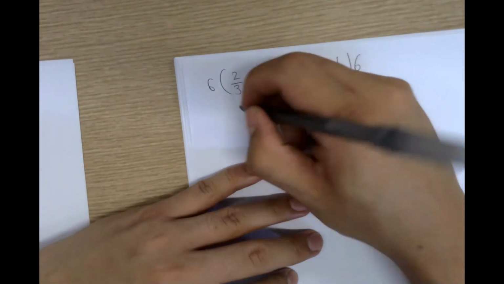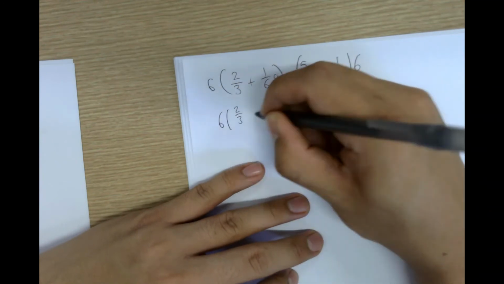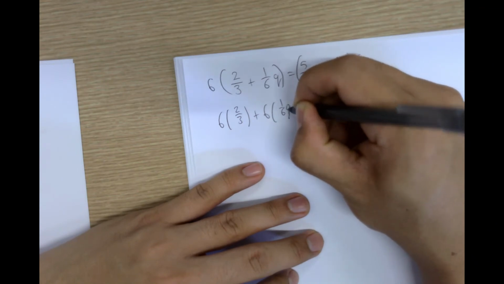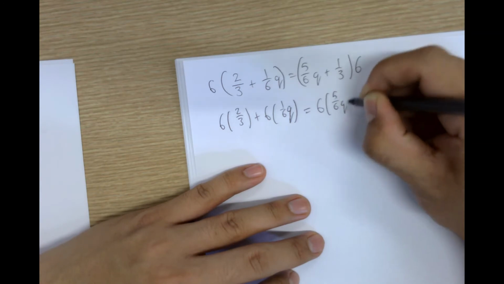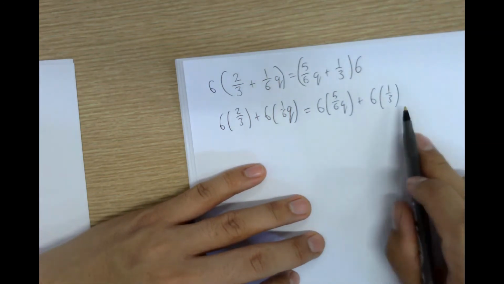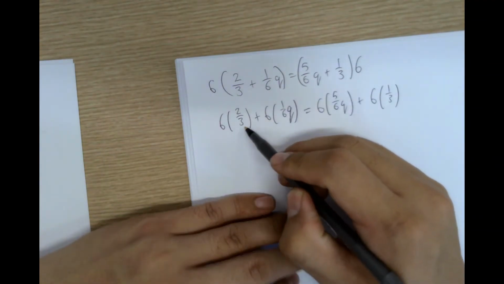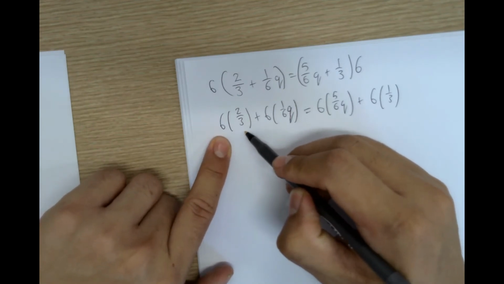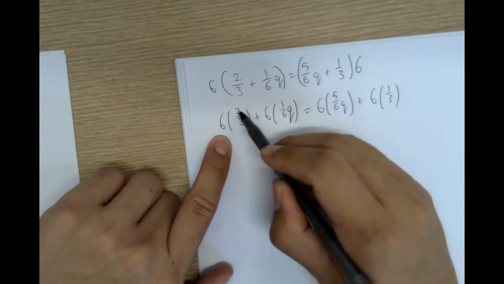So then this would be 6 times 2/3 plus 6 times 1/6q. And you can skip this step if you know that we're doing this, we're distributing to everything. And 6 times 1/3. So 6 times 2/3 is the same thing as saying 6 divided by 3, right? 6 divided by 3, which is equal to 2. So then it's just 2 times 2, which is 4.